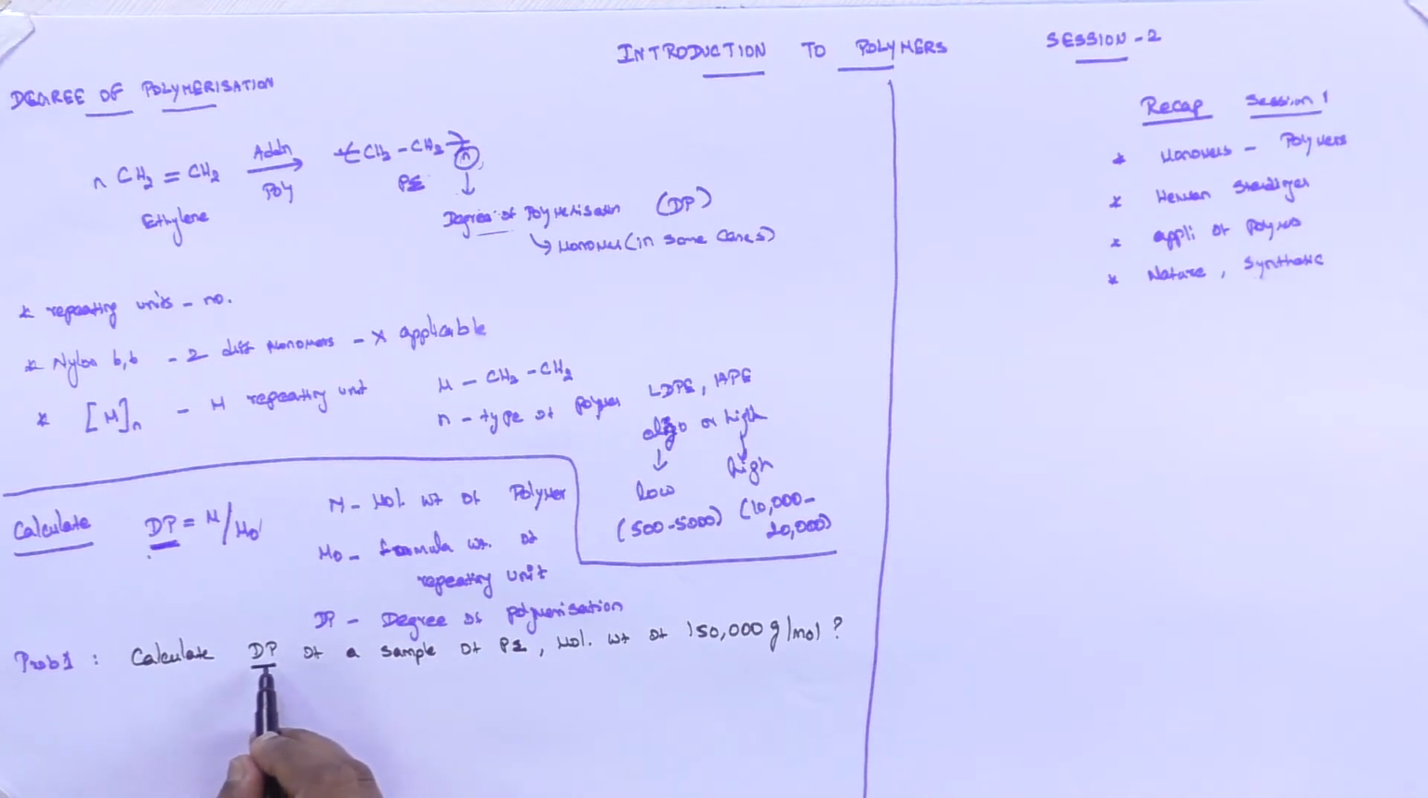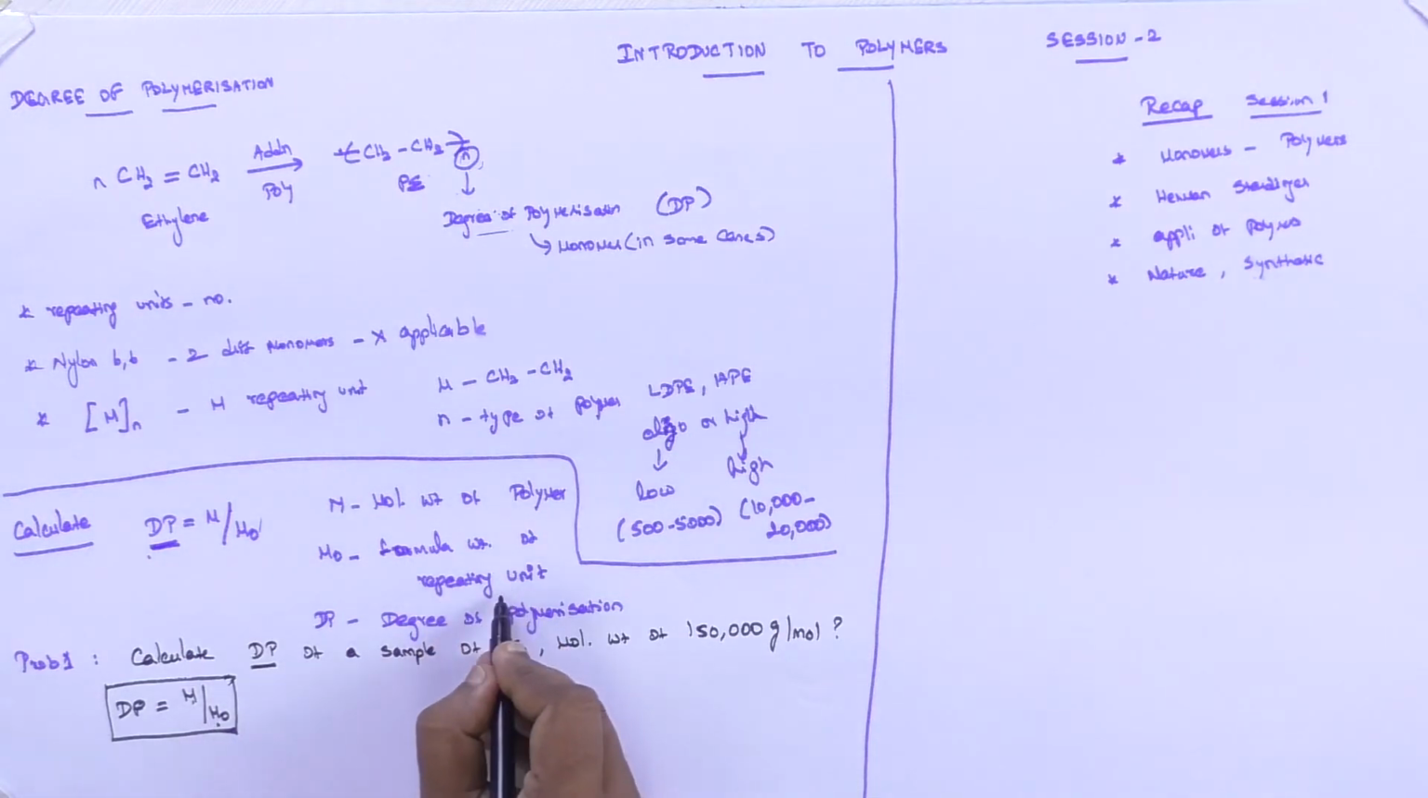What is the formula for degree of polymerization? dP is equal to M by M naught. So this is the formula that has to be taken into account. In order to calculate the degree of polymerization, you have to know M and M naught. What is M naught here? M naught is the formula weight of the repeating unit. So, you have to know what is the repeating unit.